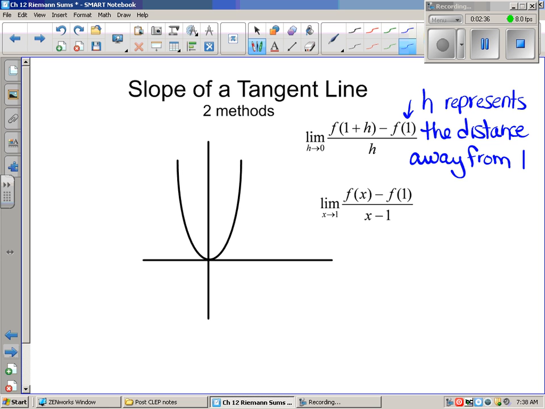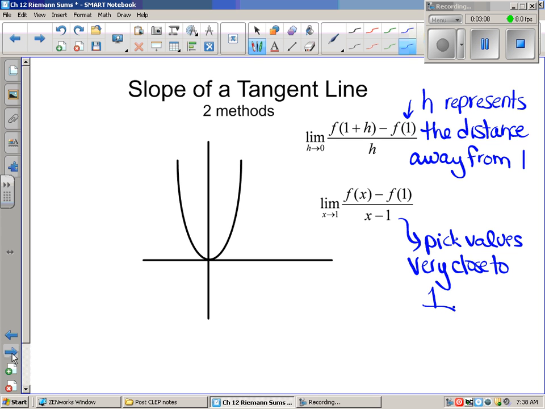So as that distance shrinks to 0, we're approaching 1, and the idea is that the distance away from it is getting smaller and smaller. This version is basically saying, I'm going to pick values very close to 1. Now, they might seem like they're the same question, but they're really two different perspectives. And how we actually solve them is a little different.